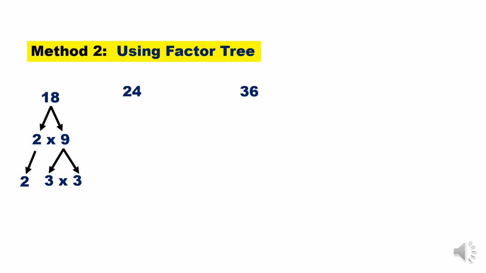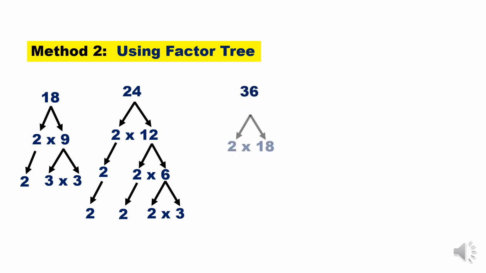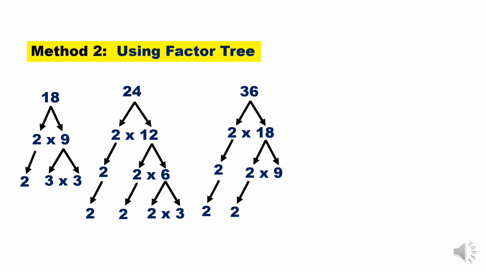Well, 24 is divisible by 2, 2 times 12. 12 is divisible by 2, 2 times 6. 6 is divisible by 2 again, so 2 times 3. While 36 is divisible by 2, 2 times 18. 18 is divisible by 2, 2 times 9. 9 is divisible by 3, that is 3 times 3.